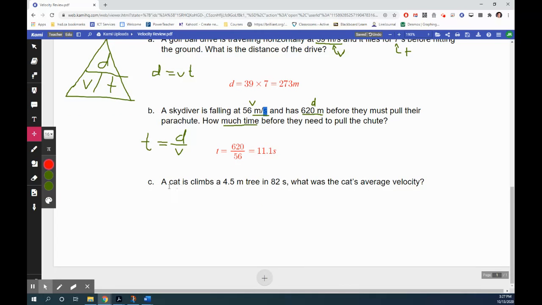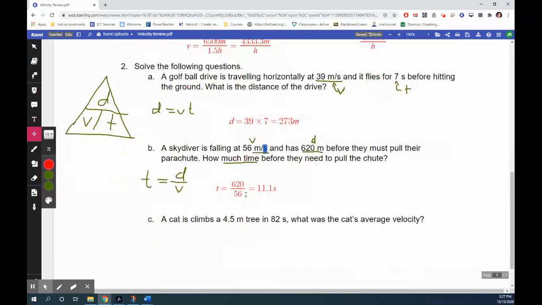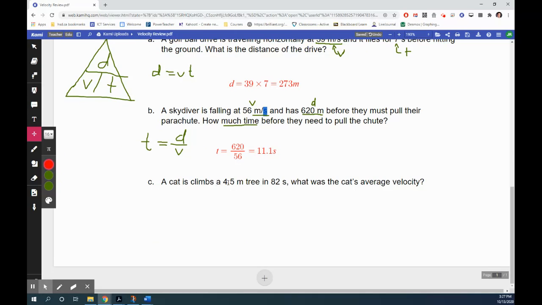All right, last one. You should be able to find this out yourself. A cat climbs a 4.5 meter tree in 2 seconds. Well, what do we have here? These questions are a bit more tricky, so we got to be careful. A distance and a time, and what's the velocity is the question. Well, we know velocity is distance divided by time, and so we're going to do V equals D over T.